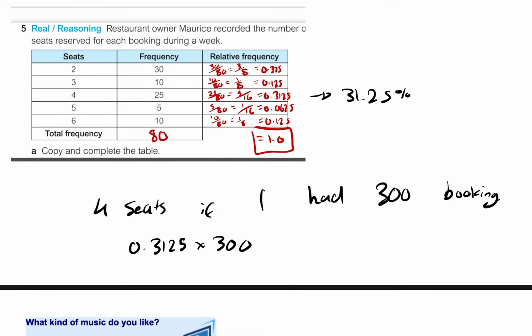Multiply it and 3125, and we should expect... Well, we can't have 93.75 people, so we might just round that up because it's humans. 94, and there we are. That's how many bookings we expect of people to get a booking of 4 seats.